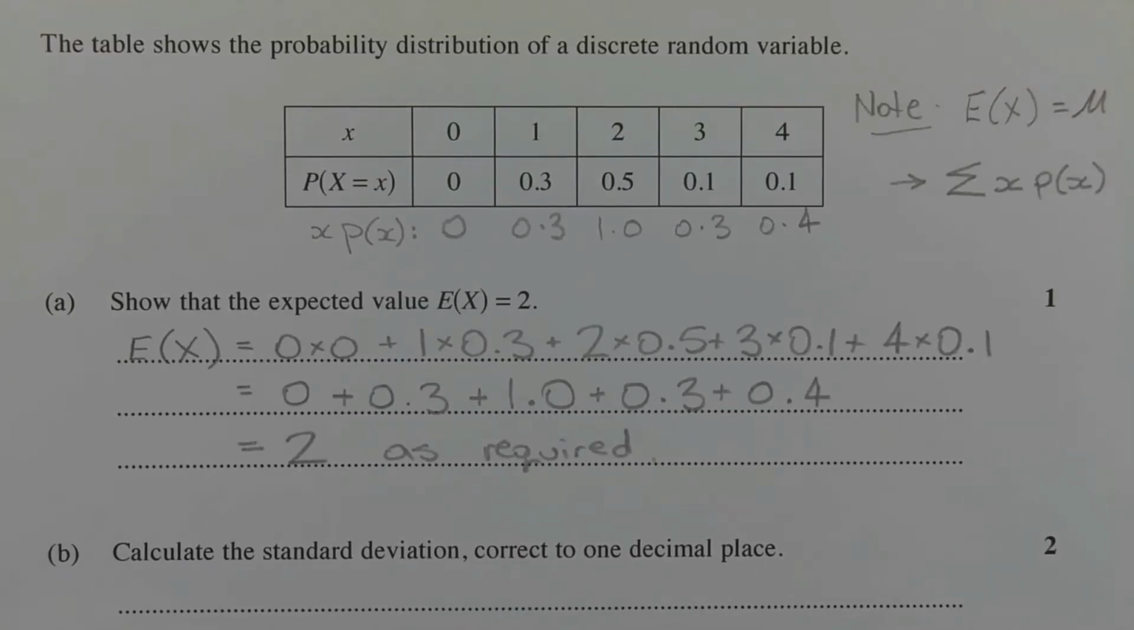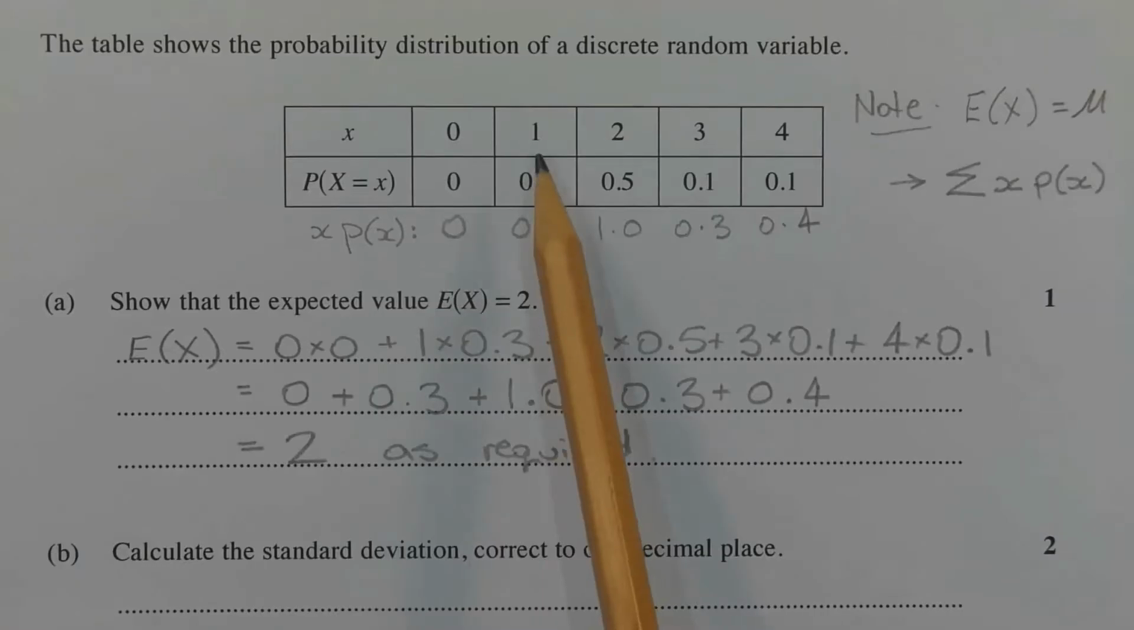E of x represents the mean or the average of the random variable x, and it's also represented by the Greek letter mu. It's found by multiplying each score by its associated probability and then adding all those products together. I've written it here in sigma notation. So in other words, it's sigma x times p of x, where sigma means the sum of. I've shown it in 2 different ways.